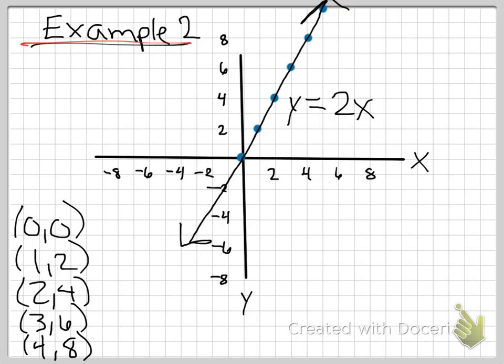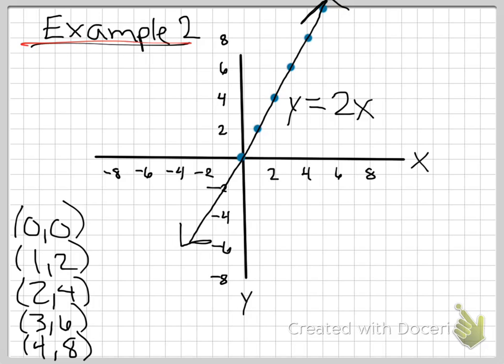So notice that I plotted a point for each one of these coordinates, 0, 0, 1, 2, 2, 4, 3, 6, 4, 8, and even went up to 5, 10. Drew my arrow straight through and wrote my function, y equals 2x. And that's how you do example 2. That's all there is to it. So figure out the relationship between the input and output, write your function rule, and then plot those points on your coordinate graph.